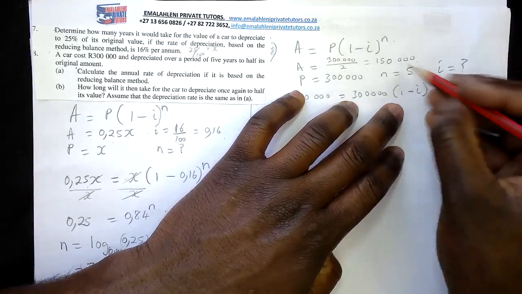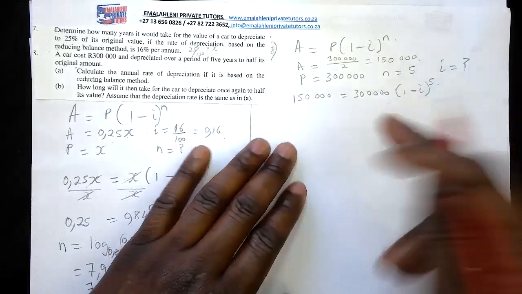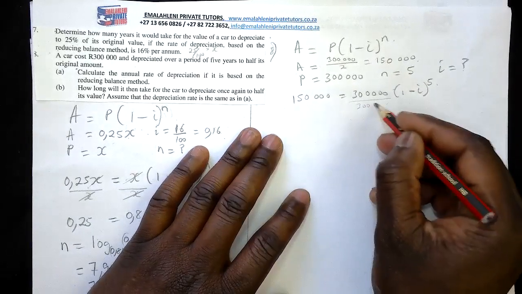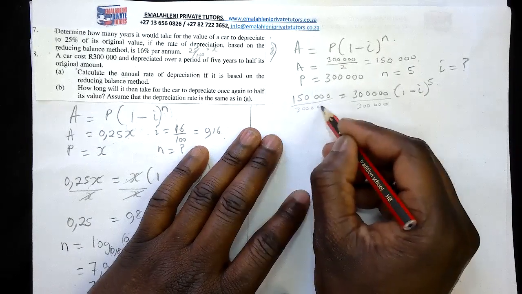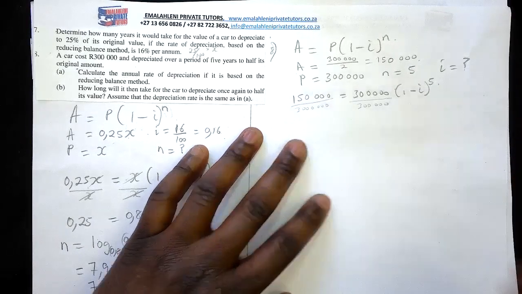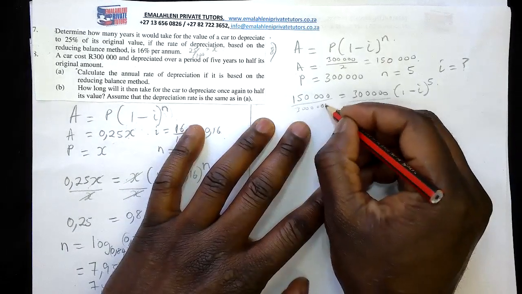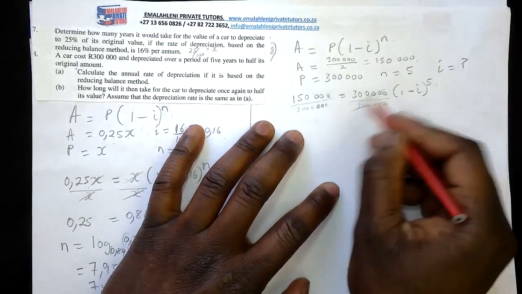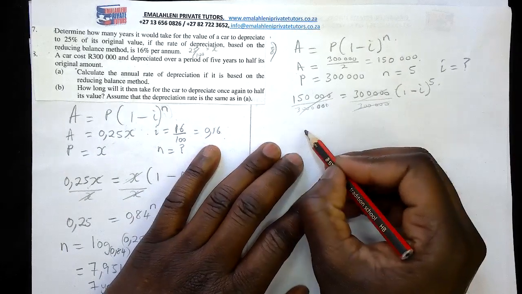Then what do we have there? We have got N, which is 5, the power of 5. Then we divide here. When you divide here, you're going to divide it by 300,000. Okay, we don't want too much money there. Now, what are we going to get there? We cancel that. Then this one gives us 0.5.